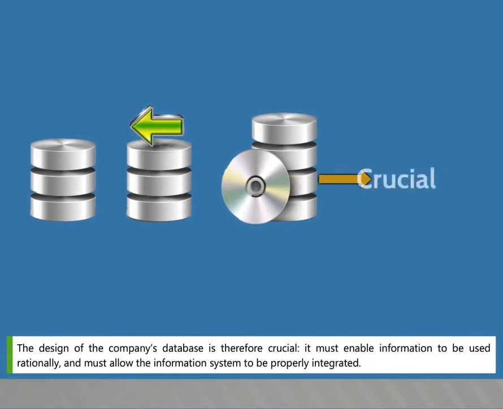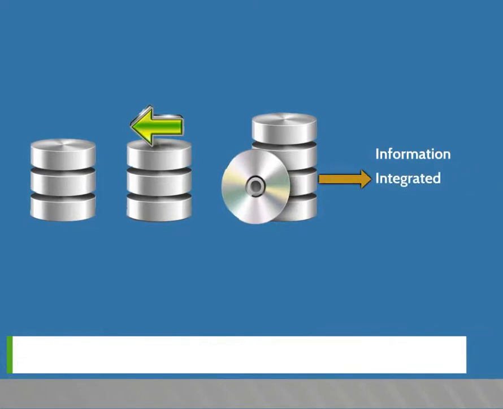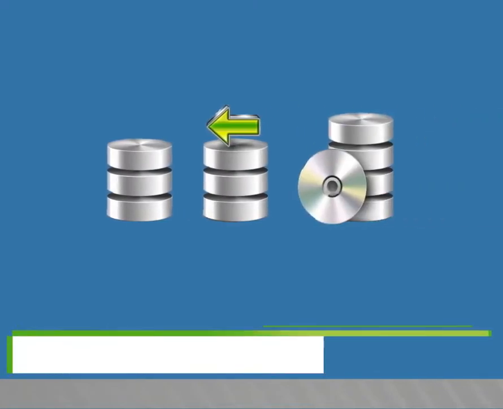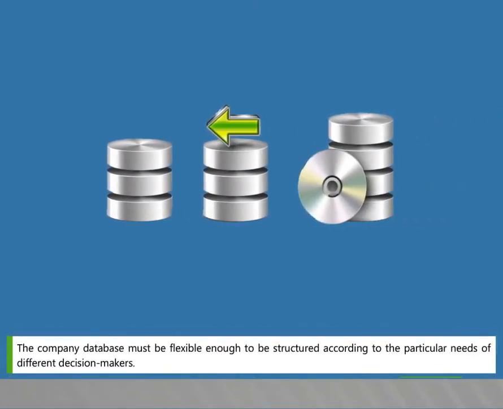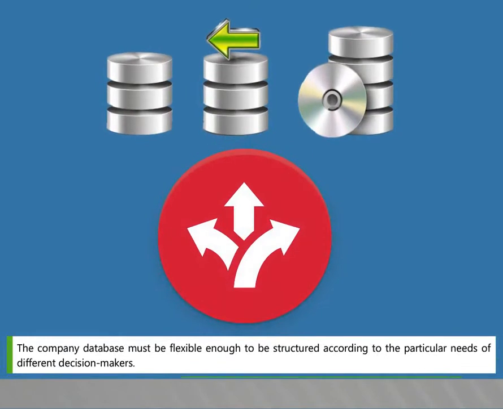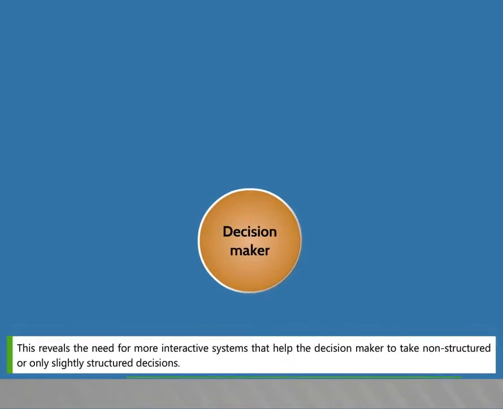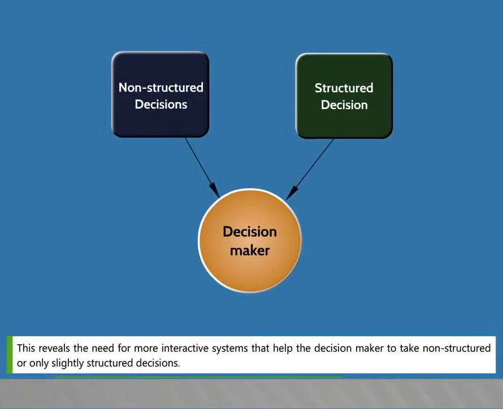The design of a company's database is therefore crucial. It must enable information to be used rationally and must allow the information system to be properly integrated. The company database must be flexible enough to be structured according to the particular needs of different decision makers. This reveals a need for more interactive systems that help the decision maker to take non-structured or only slightly structured decisions.